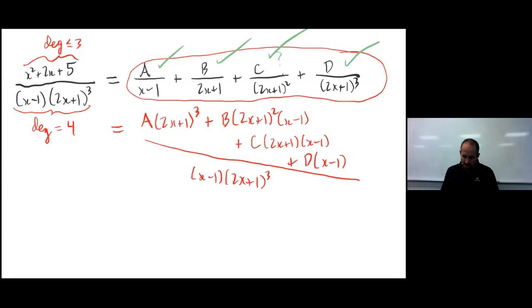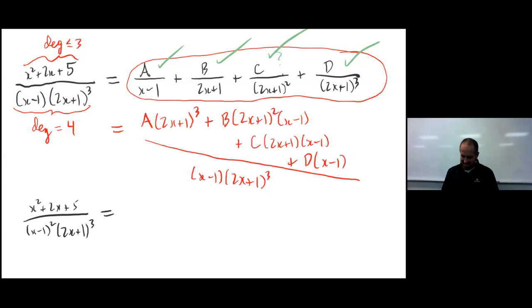What would have happened here? Okay, just to make sure we're all on the same page. What would have happened here? So x squared plus 2x plus 5 over, what if this would have been x minus 1 squared, 2x plus 1 cubed? What would I have done then?